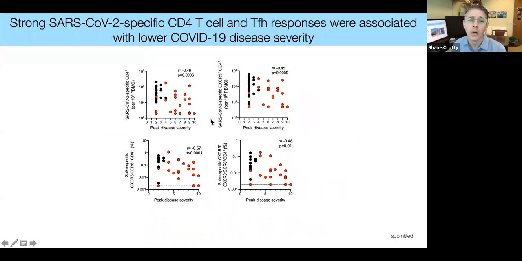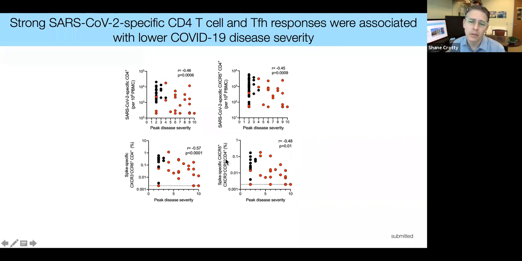For example, we found that strong SARS-CoV-2 specific CD4 T cell responses are associated with lower COVID-19 disease severity, including strong TFH responses. So that's saying adaptive immune responses are beneficial in controlling this disease. And there was really a quite strong association between virus-specific TFH cells and lower disease severity, indicating TFH cells probably have an important role to play in that disease.